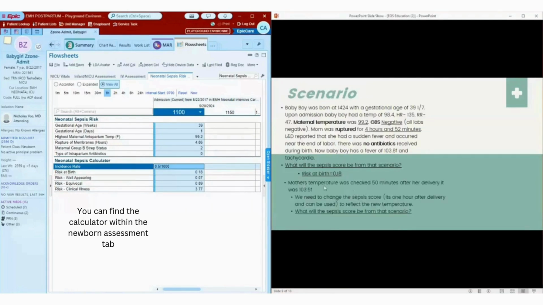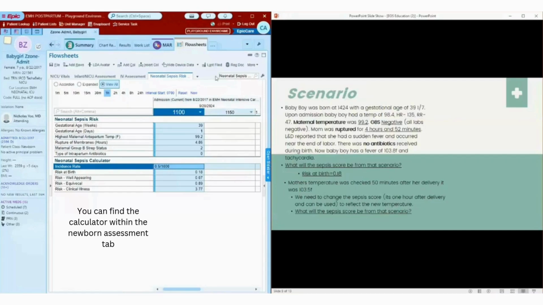So mother's temperature was checked 50 minutes after her delivery. It was 103.5. So we need to change that sepsis score because it's only 1 hour. It was only 50 minutes after delivery, so it's within that 1 hour. We need to make sure it reflects the new temperature.